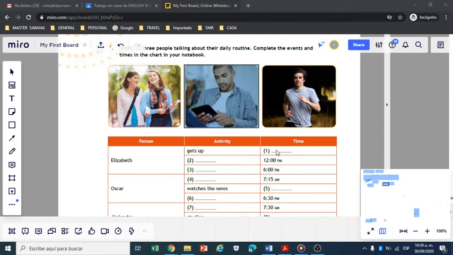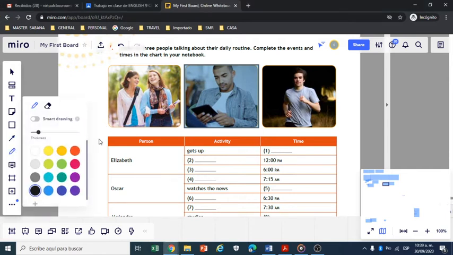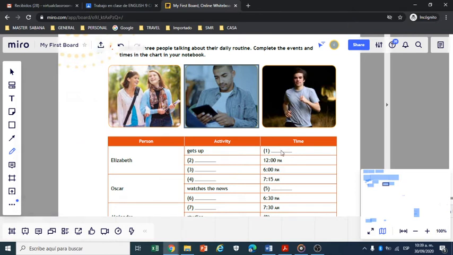Gets up at 6 a.m. You are going to complete the table, okay? Time, 6 a.m. Let's write in the correct way, 6 a.m. Okay, we are going to listen and you are going to complete the table. The name of the activity, don't forget the S. Elizabeth gets, look at the S, final S, don't forget the S.